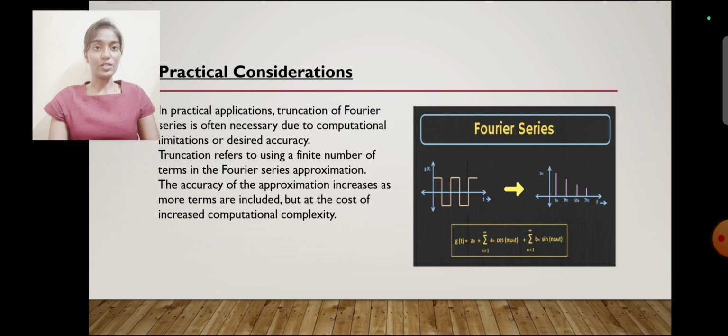Practical considerations. In practical applications, truncation of a Fourier series is often necessary due to computational limitations or desired accuracy. Truncation refers to using a finite number of terms in a Fourier series approximation. The accuracy of the approximation increases as more terms are included, but at the cost of increased computational complexity.